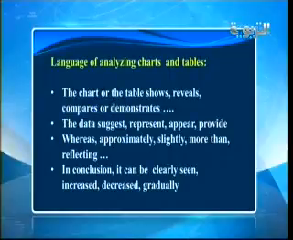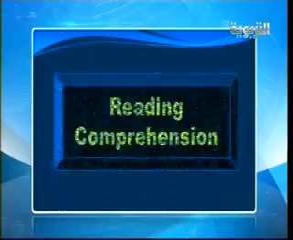The chart or the table shows, you may say reveals, compares or demonstrates. The data suggests, represents, appears or provides, whereas approximately, slightly or more than, and reflecting. These words are used when you are comparing between two or three things. Finally, you come to the conclusion. In conclusion, it can be clearly seen, increased, decreased, or gradually. Those are the three types.